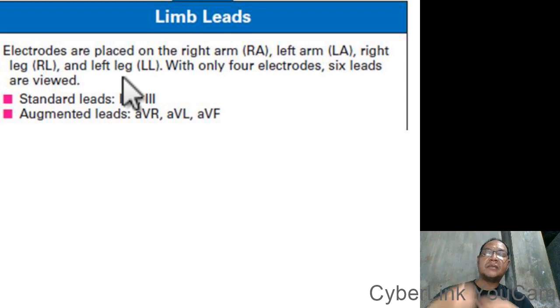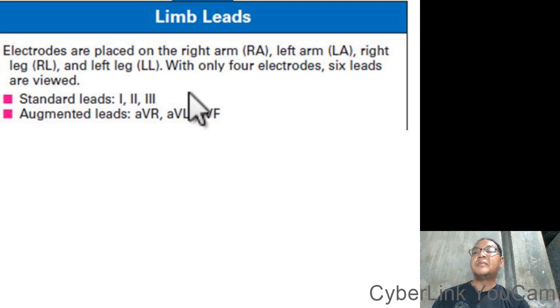Right arm, left arm, right leg, left leg. We have only 4 wires that we will connect, but we have 6 views or 6 leads that we can view. So what are these? These are divided into 2 classifications. We have the standard leads 1, 2, 3, and we have the augmented leads AVR, AVL, and AVF.